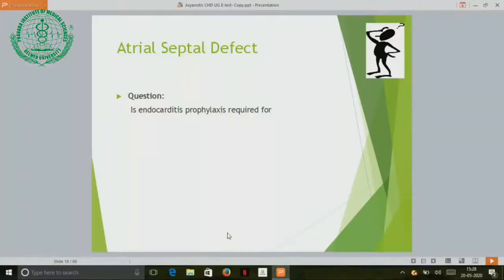So my question: is endocarditis prophylaxis required in case of ASD? The answer is it is not required, because it is a low pressure shunt. There are no chances of developing endocarditis.